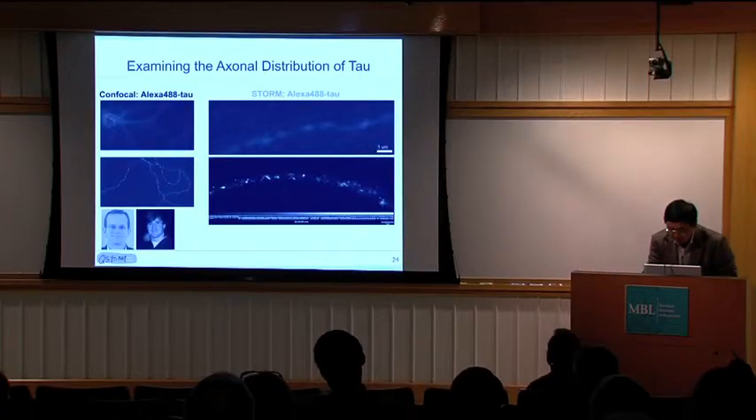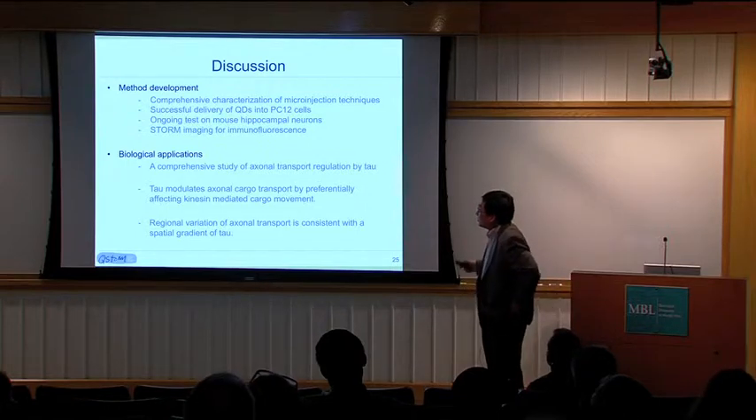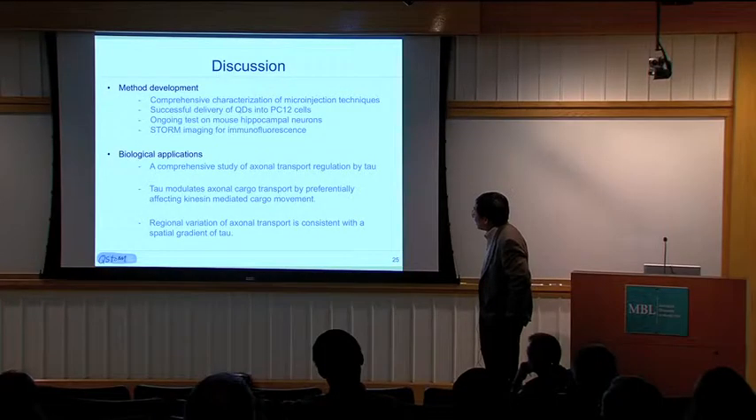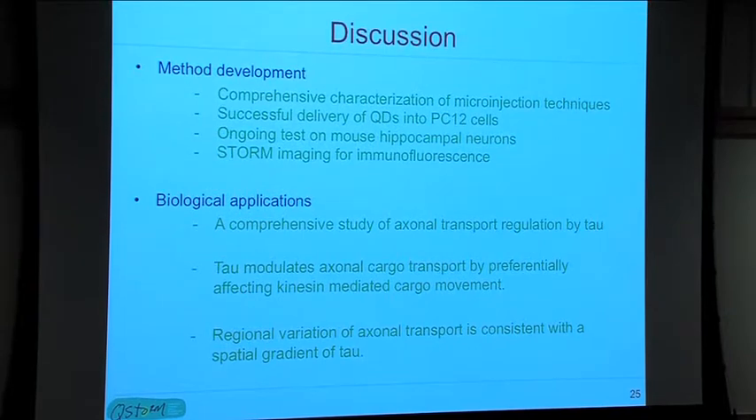So I want to wrap up and summarize what we have done so far. We have done a pretty comprehensive characterization of microinjection, and unfortunately the outcome is negative so far, but that doesn't mean this technique is going to fail. It's just that we haven't found the best way to do this, but we have comprehensively characterized it. We have found ways to successfully deliver the quantum dot into PC12 cells. We're doing more work on mouse hippocampal neurons, and in collaboration with Peter's lab, we have been successful in using STORM imaging to characterize the spatial distribution of the tau.